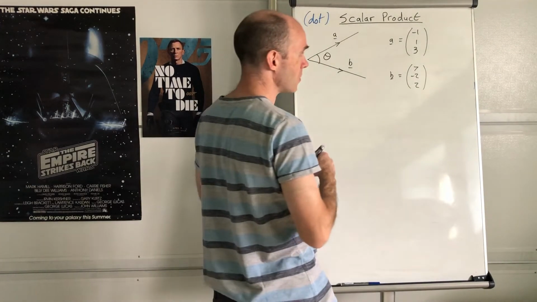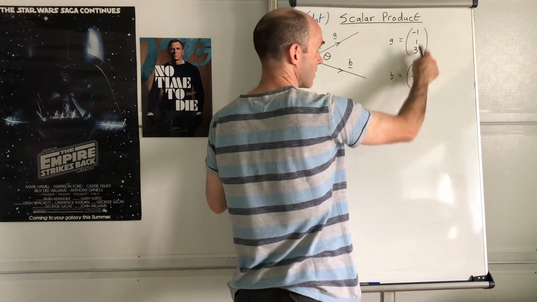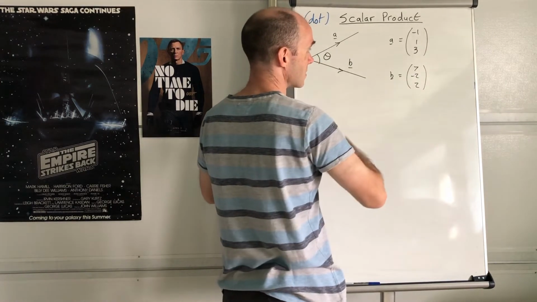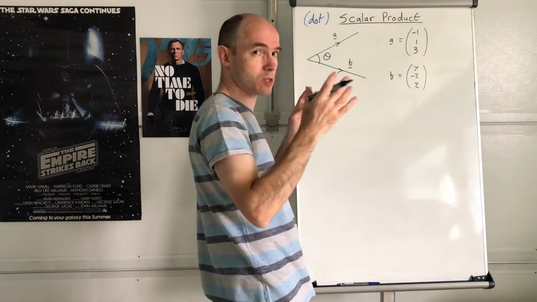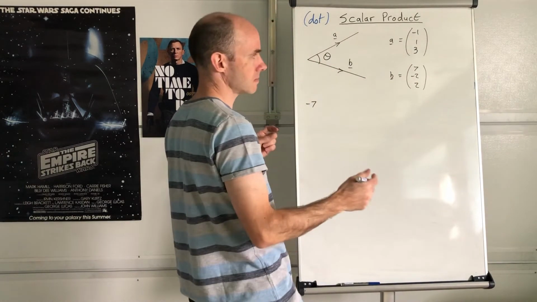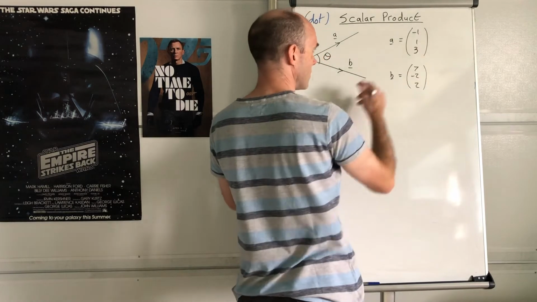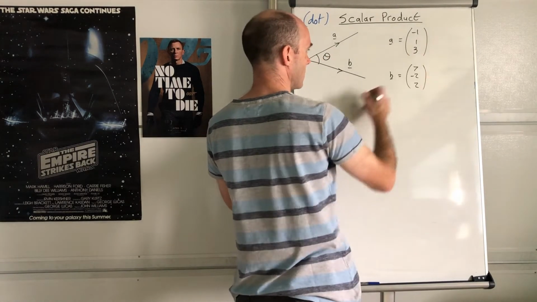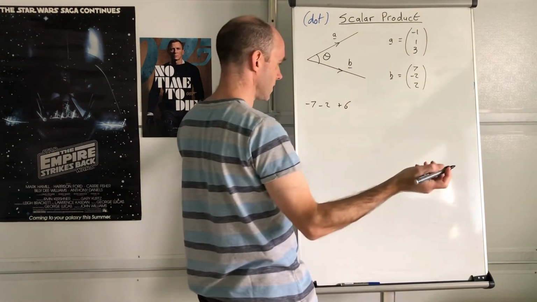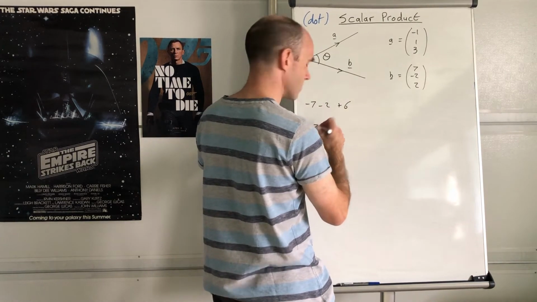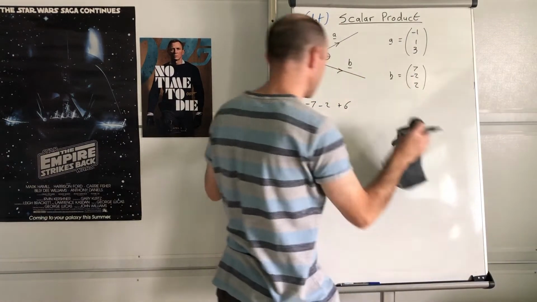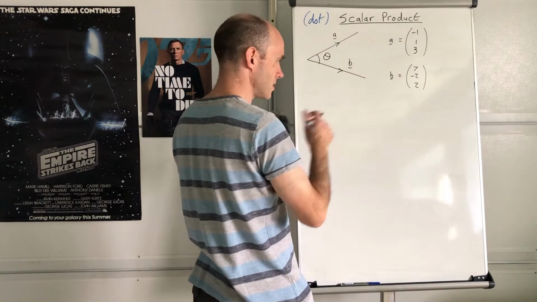So we're going to do that times that, that times that, that times that. It's going to give me -7. I still write this down, I don't like doing too much in my head, because mistakes happen, of course. So -7, subtract 2, and then plus 6. Work out that: -9 plus 6 is -3. That's the scalar product. So if you're asked what the scalar product is, that is it.